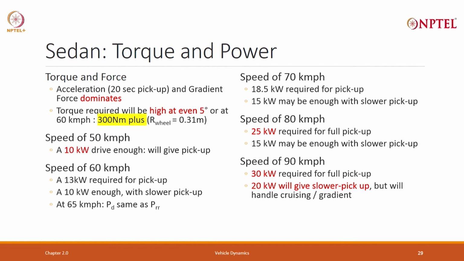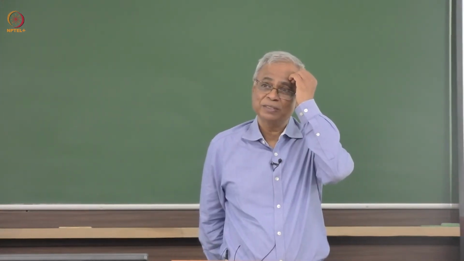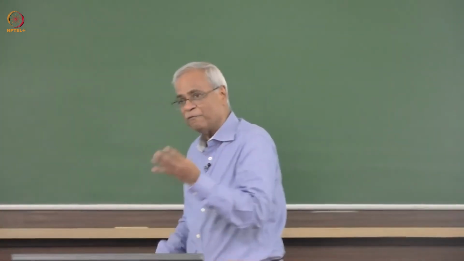What about if you want to go to 150 kilometer per hour, like in Europe? The whole thing will shoot up. More like 60 kilowatt, 70 kilowatt, 80 kilowatt, you may be requiring. In fact, it will be a good homework problem. You take the same sedan, make it work till 150 kilometer per hour. Calculate each of the four components. Please note down and send it to me.